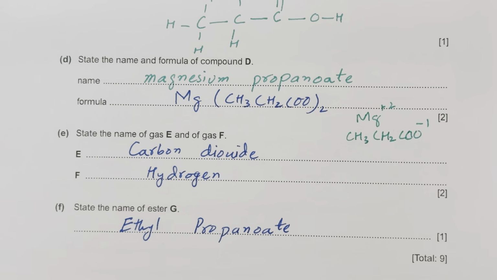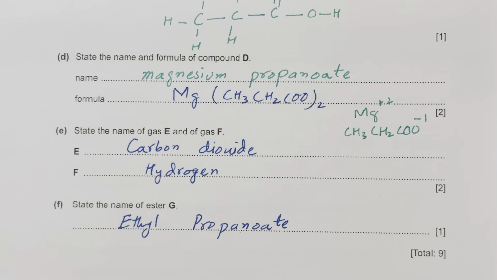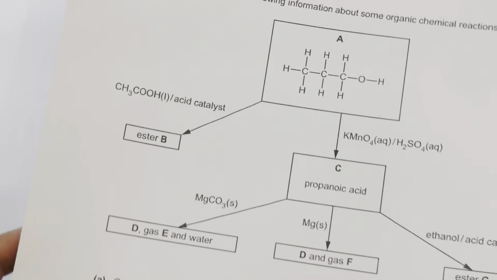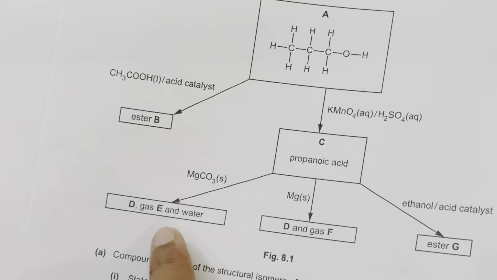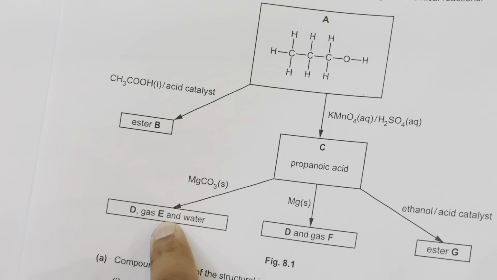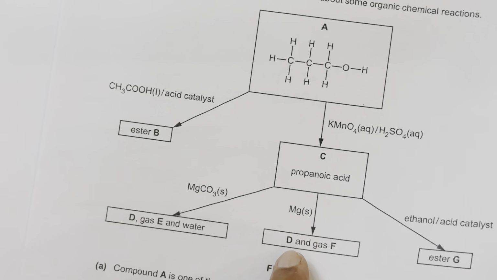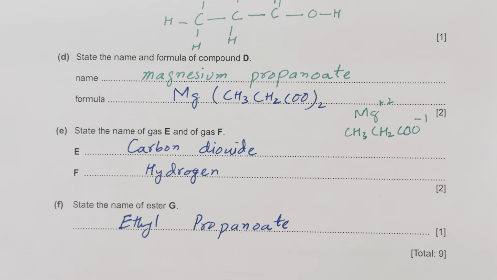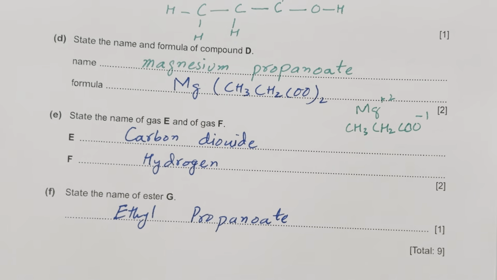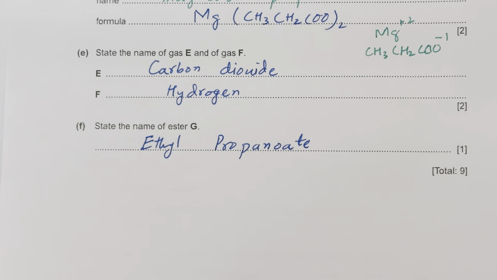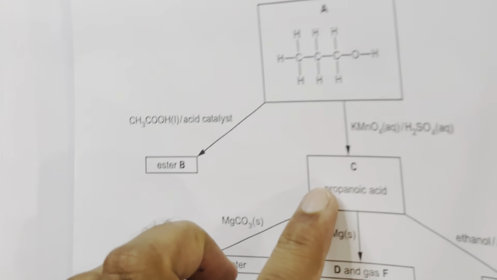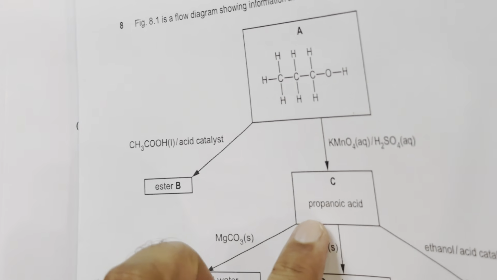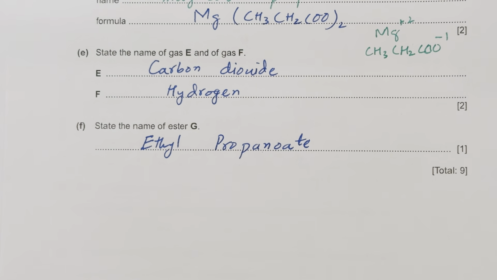Next, state the name of gas E and gas F. We know that when any acid reacts with carbonate, carbon dioxide is formed. When acid reacts with metal, hydrogen gas is formed. So you can write carbon dioxide and hydrogen gas. This was an easy question. State the name of ester G. Ester G would be ethyl propanoate, because it reacts with ethanol and propanoic acid.